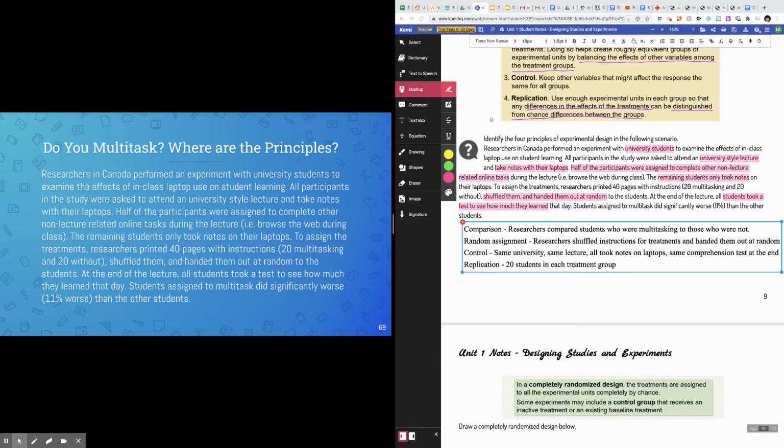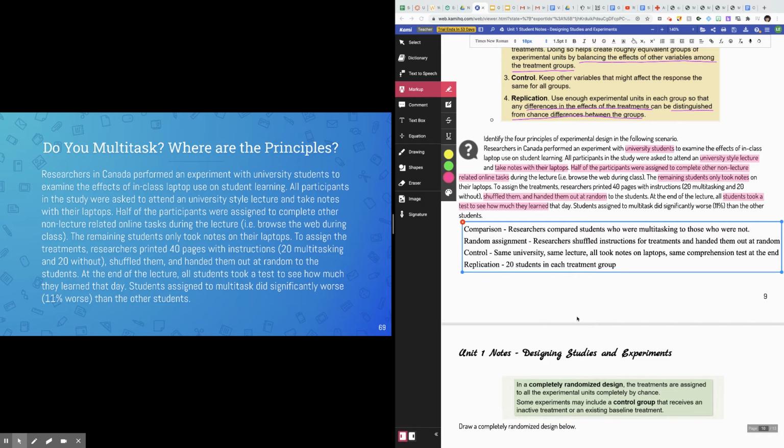And then for replication, there were not 1, not 2, not 3, but 20 students in each treatment group. So that's enough replication that the differences that they detected, we could say, are due to the multitasking rather than chance variation due to the random assignment.